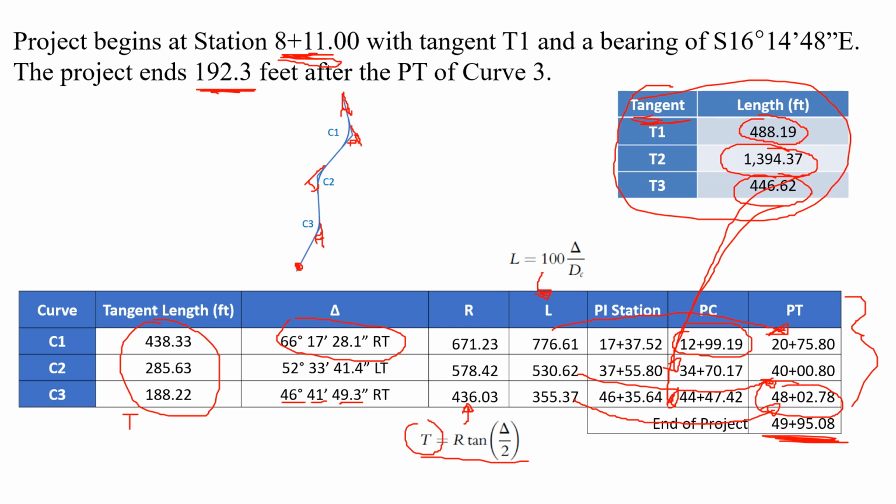So each of these components we could draw in here. So if I had more space here, I could label these PC of curve 1, PI of curve 1, PT of curve 1. Then going to curve 2, PC, PI, PT. Finally, curve 3, PC, PI, PT. And then finally, the end of project station, 192.3 feet past the PT of curve 3.